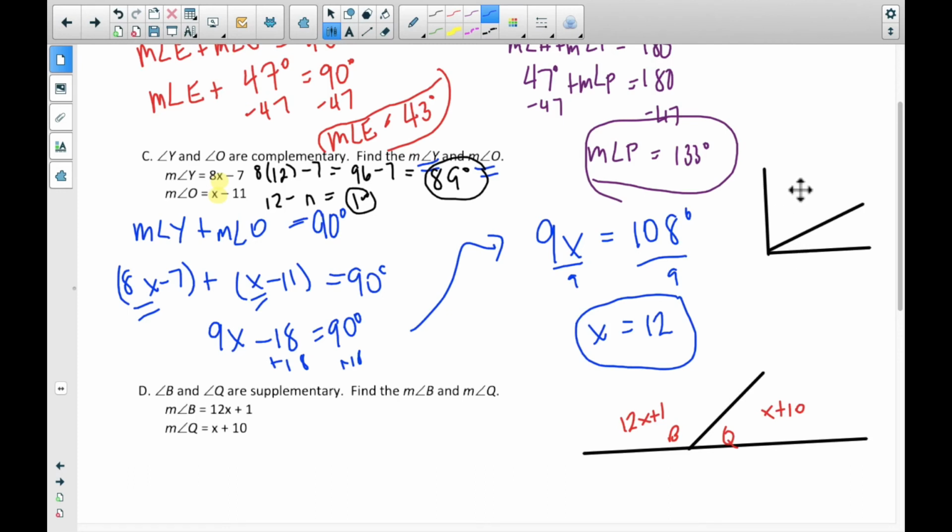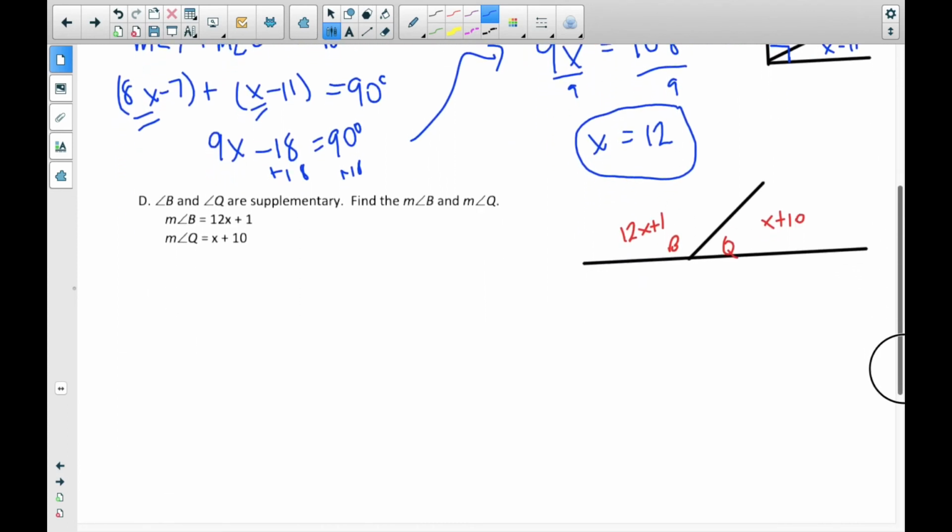If they say that angle Y is 8x minus 7, and angle O is x minus 11, and the whole thing has to add up to 90, then we're going to add those two together and set it equal to 90.